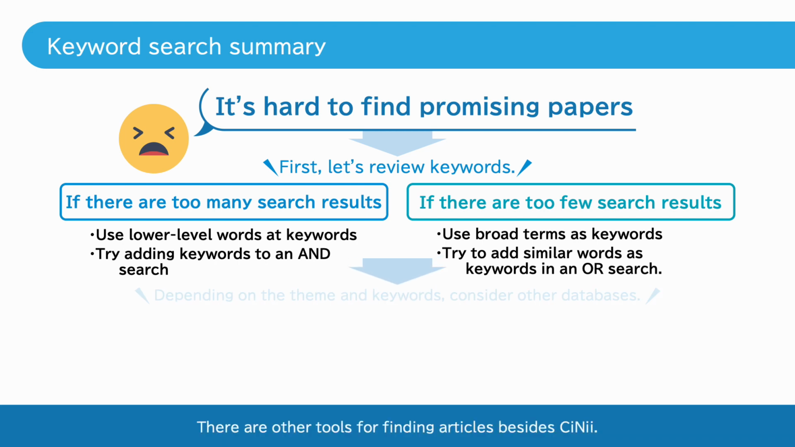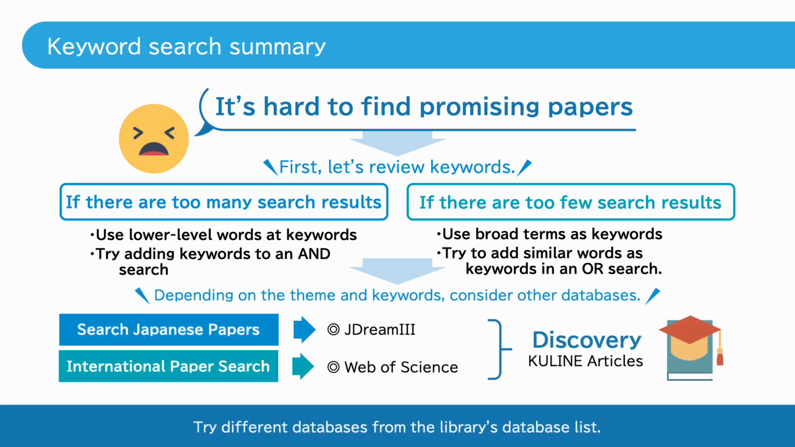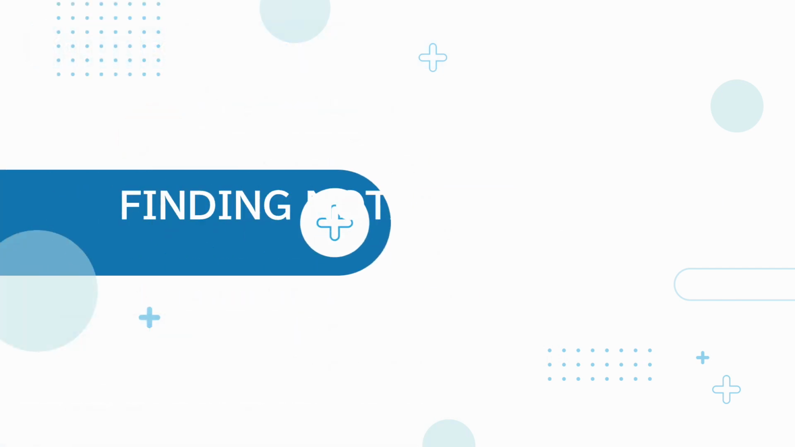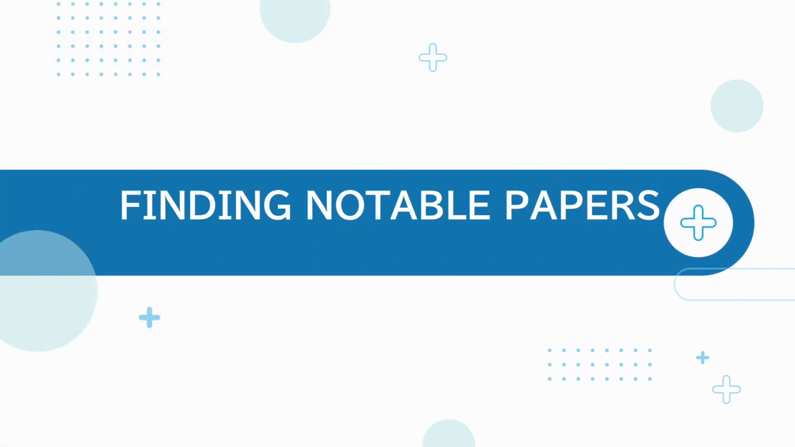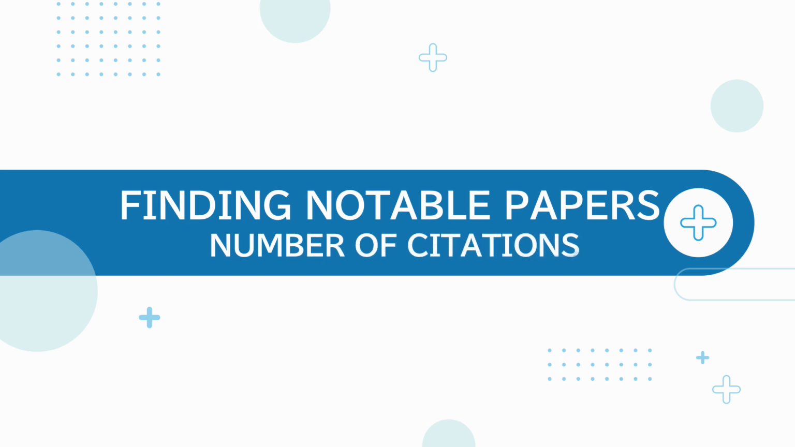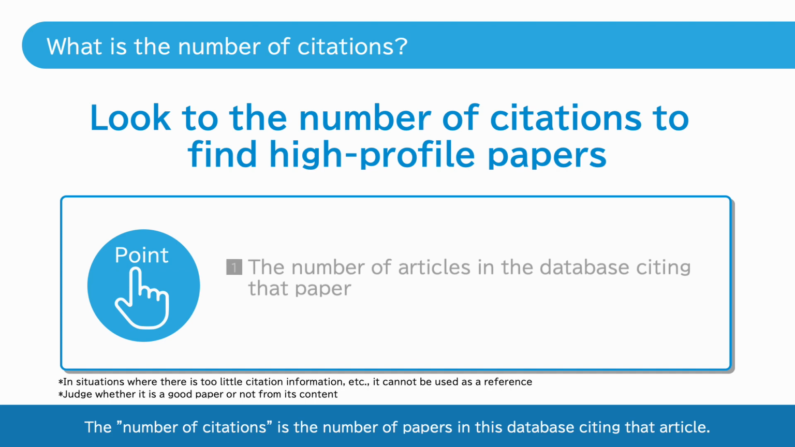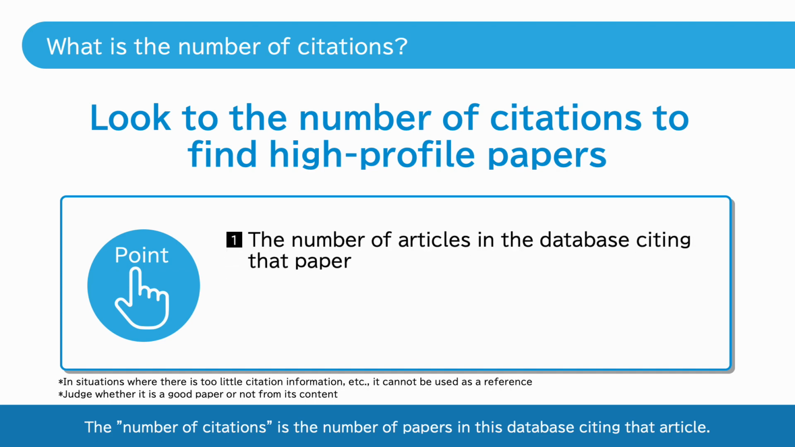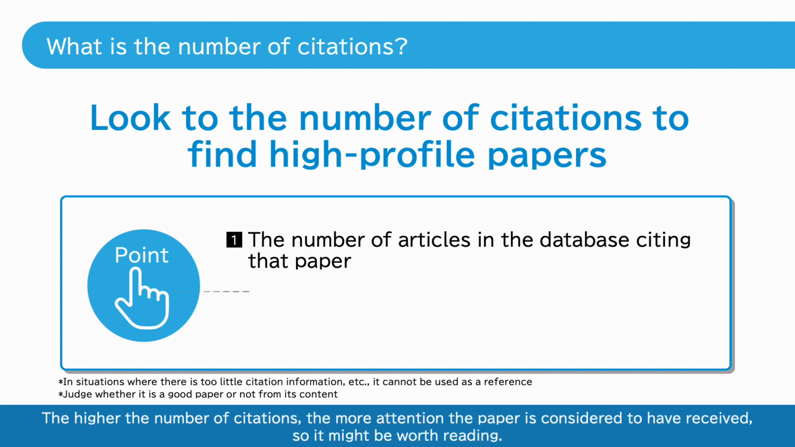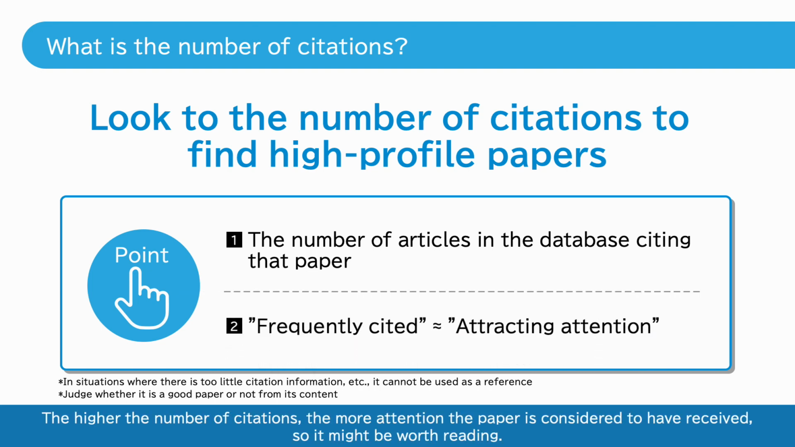There are other tools for finding articles besides CiNii. Try different databases from the library's database list. Finally, the number of citations can be used as a guide to finding high-profile papers. The number of citations is the number of papers in this database citing that article. The higher the number of citations, the more attention the paper is considered to have received, so it might be worth reading.